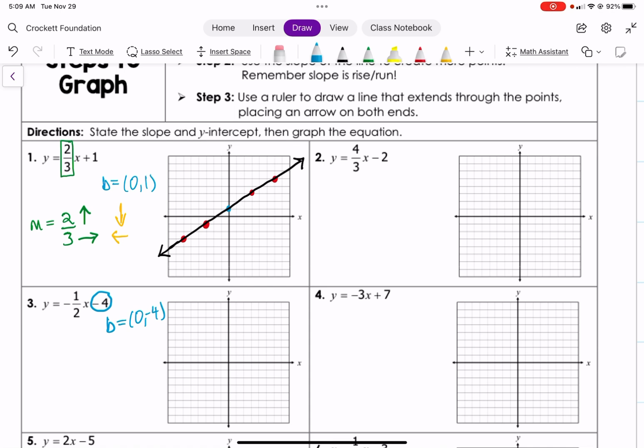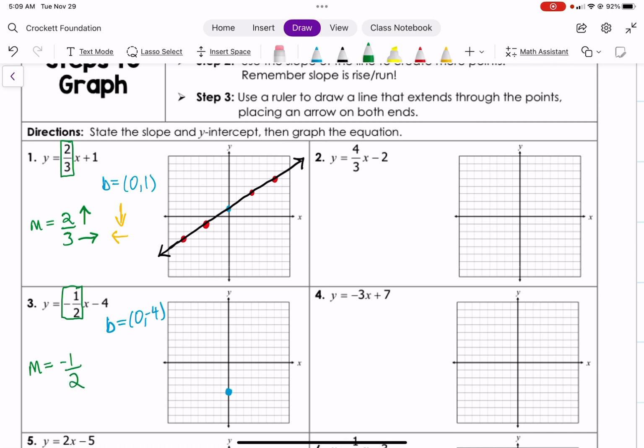1, 2, 3, 4. Here's -4. So there's my y-intercept. Now that I've done that, I need to identify my slope. My slope this time is -1/2. So m equals -1/2.